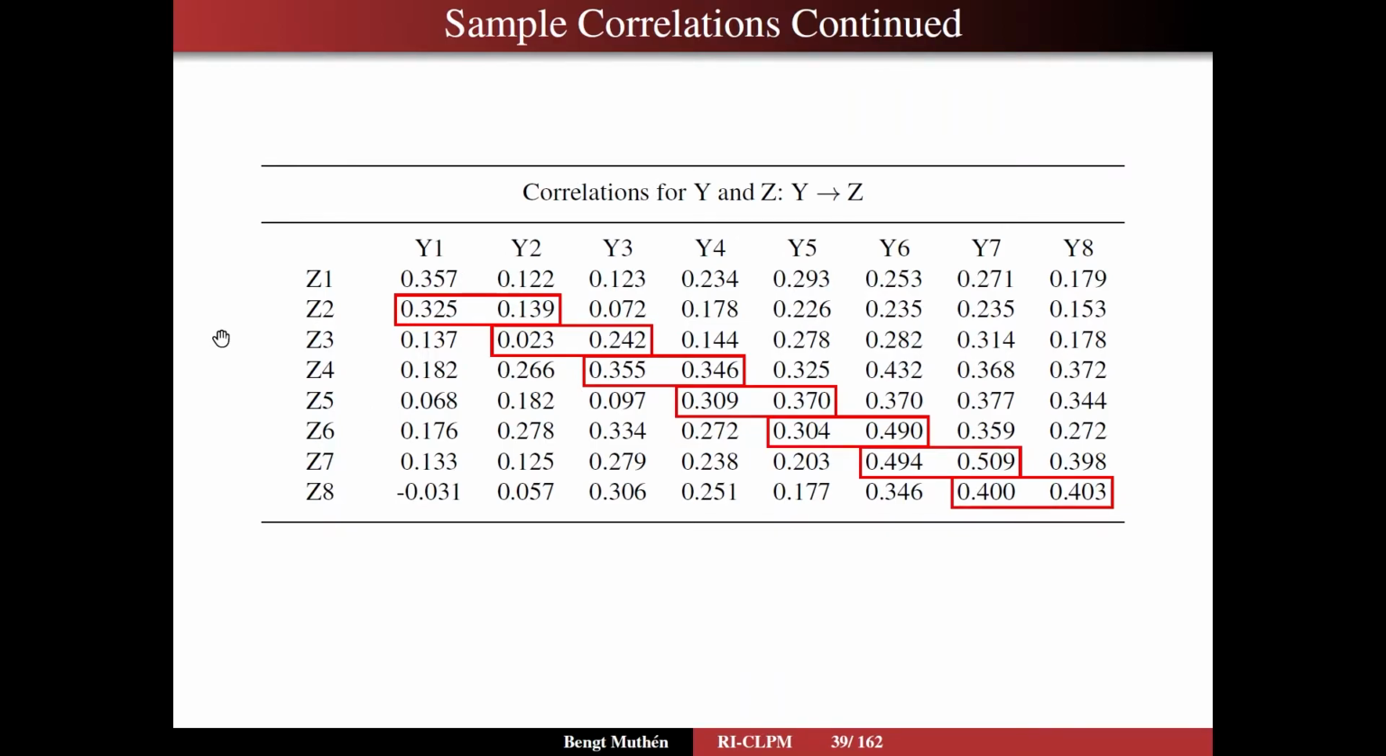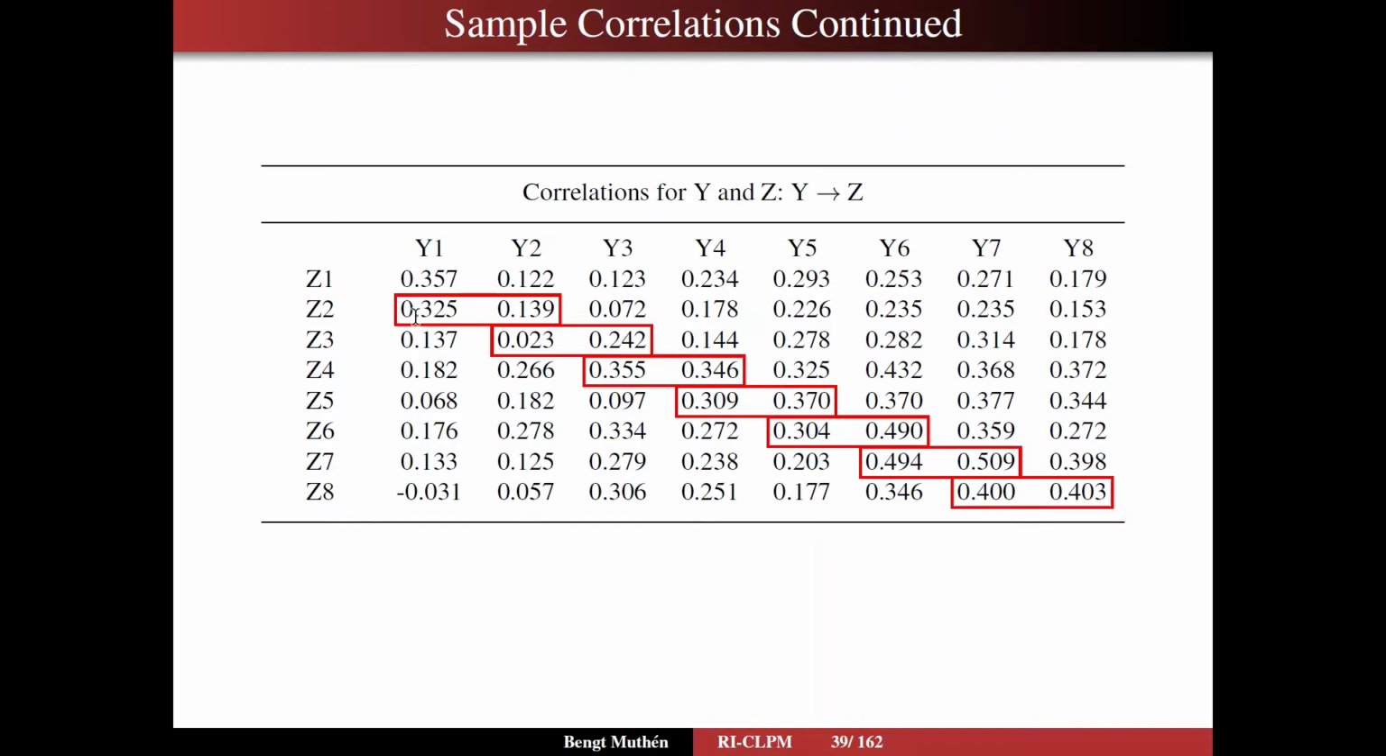Now, if you look at the correlations between Y and Z, we can look at them in 2 ways. We can look at them from the point of view of thinking of Y as influencing Z. So then you have Z2, for instance. It's correlated 0.139 with the current Y, Y2, but we're more interested in perhaps how highly it's correlated with Y at the earlier time point.